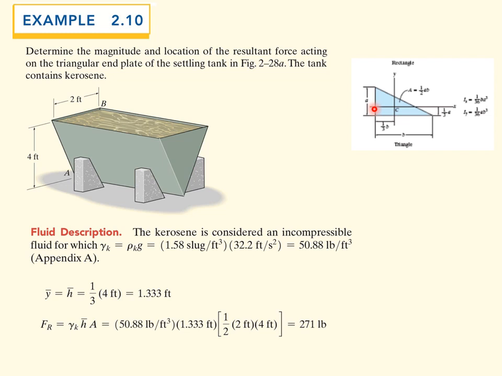But so here's, it shows a triangle. It's 1/3 times B, where B is the long end of the triangle. So here, it's 1/3 of the distance from here to there, which is 4 feet. So Y bar is going to be 1/3 of 4 feet, or 1.33 feet. So we know gamma, we know H bar. The A is simply, it's a triangle, it's 1/2 base times height. So we can calculate it's 271 pounds is what the force is on this end.